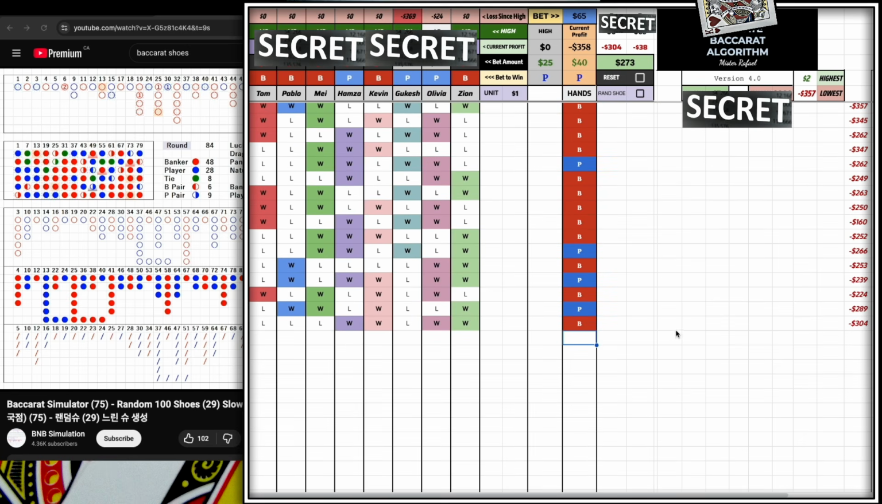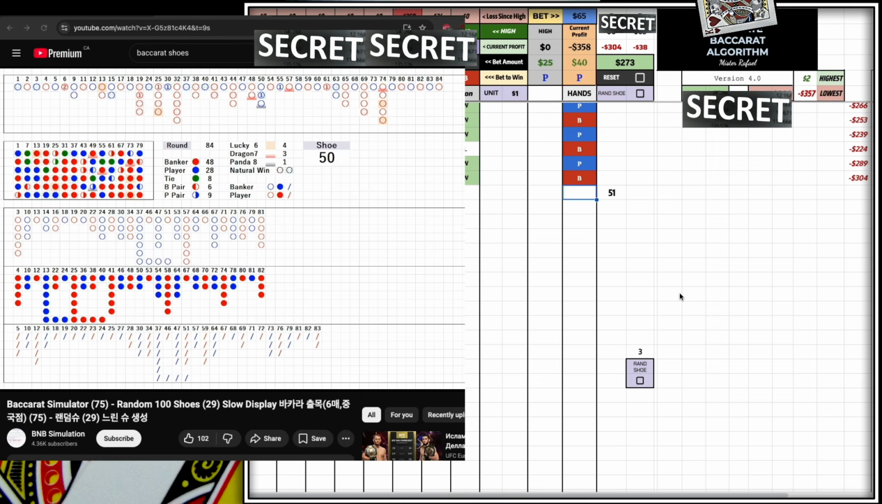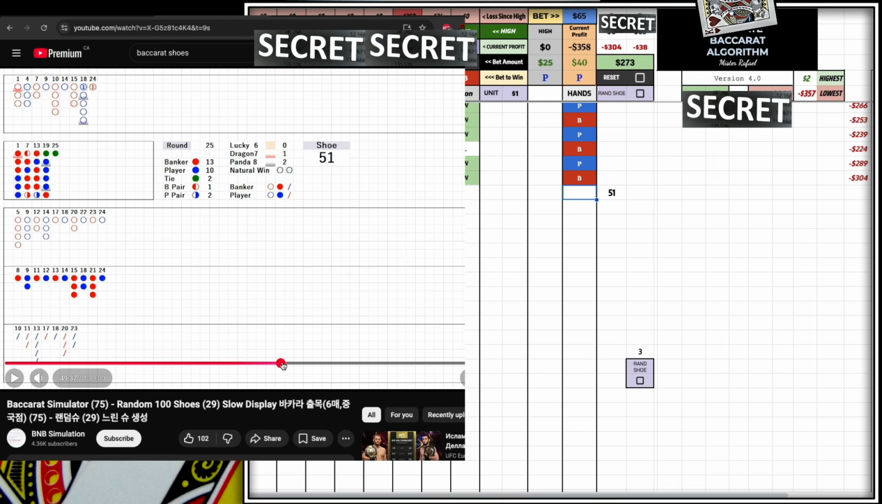Okay, so we went down even more, minus 357. Okay, currently sitting at minus 304. All right, so we're gonna have to go into a third shoe, shoe 51. Okay, next bet would be $65 on player. So hopefully we don't hit the minus $500 bankroll. So let's see what happens here. I'm gonna skip ahead. Hopefully we can recover.